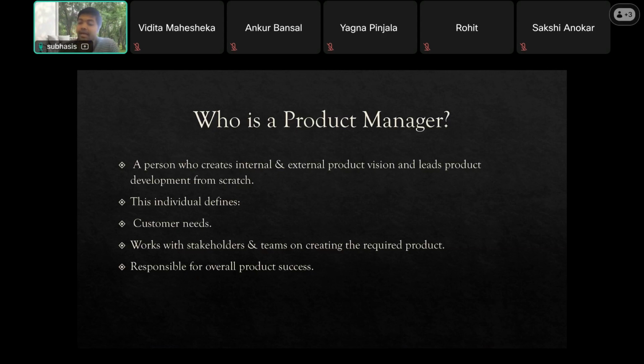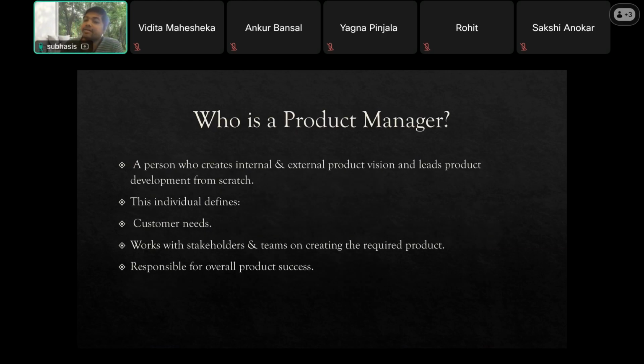So as a product manager, you need to keep this one thing in your mind: whenever there is a failure in the product, whenever there is criticism, you are the one who should get blamed. Whenever there is a success, it will be the team success. It is not your individual success. Clear? Make sense, folks? Okay.